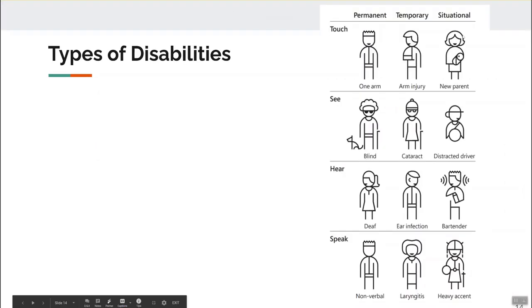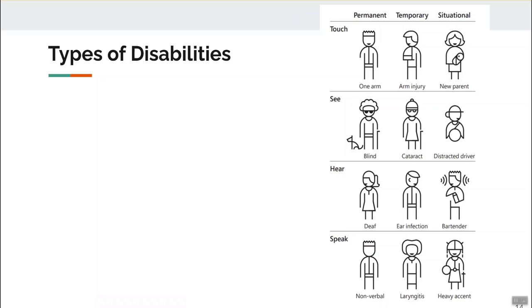I really like this image from Microsoft that explains different types of disabilities. It has 4 rows for different senses: touch, see, hear, and speak. And it has 3 columns that are kind of like the longevity of a disability: permanent, temporary, and situational. And then in the chart, it has different types of disabilities for each one of those. So we can look at touch and temporary, and we see there's an arm injury. That could be a broken arm, and eventually that will heal.